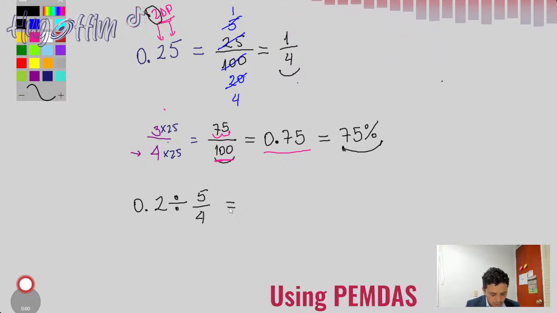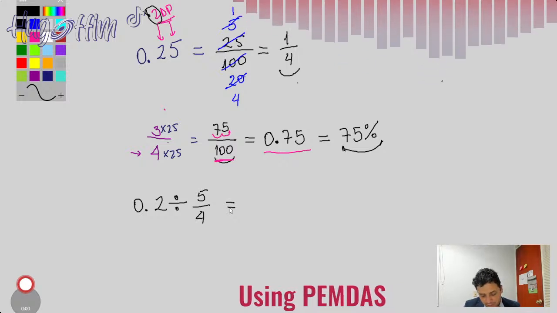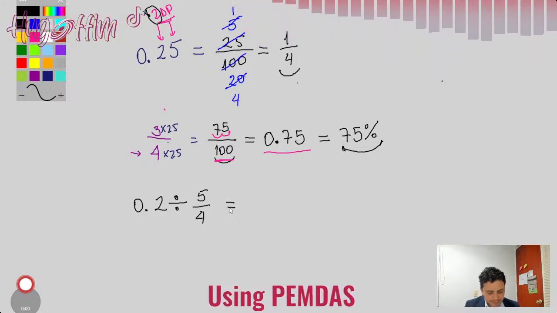Let's do it. So I'm going to convert the decimal into the fraction and then I'm going to operate as fractions. Let's go.